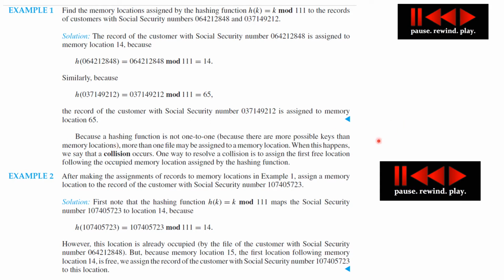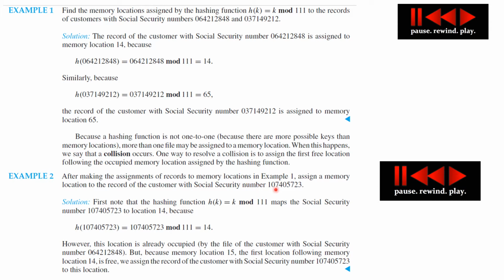Now, because a hashing function is not one-to-one, as we talked about, because there are more possible keys than memory locations, more than one file may be assigned to a memory location. When this happens, we say a collision occurs. One way to resolve a collision is to assign the first free location following the occupied memory location assigned by the hashing function. So here's another example.